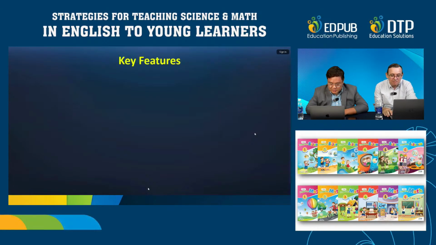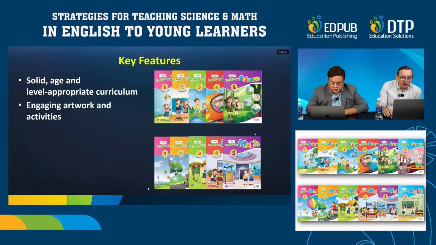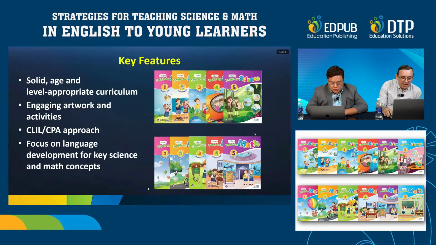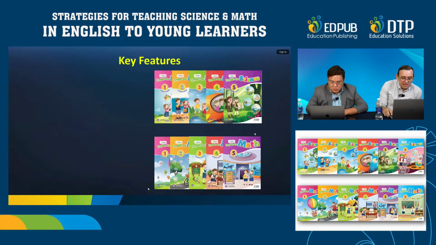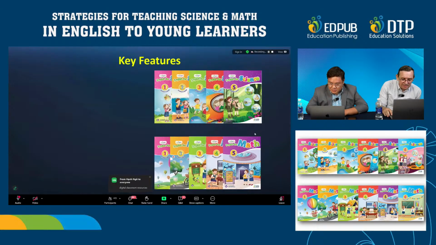Okay, key features of the books. It's got a solid, age and level appropriate curriculum. It's got engaging artwork and activities. We use the CLIL and the CPA approach, and we focus on language for the key science and math concepts. We've got the digital classroom resources with extra activities and games, and we've got the digital home activities for students to review at home. And we aim to make science and math books for English teachers.